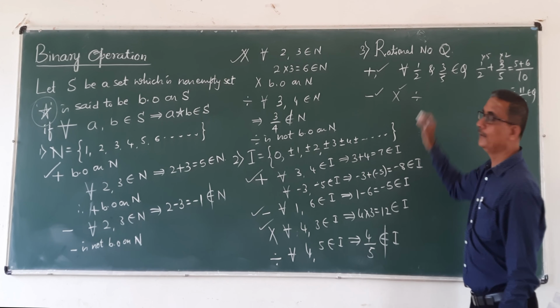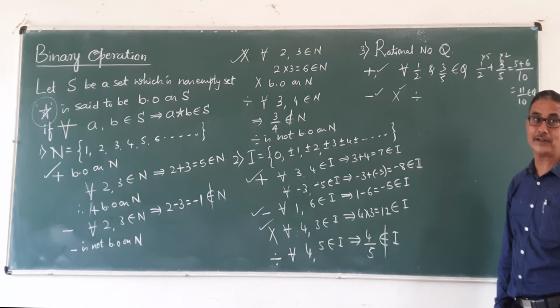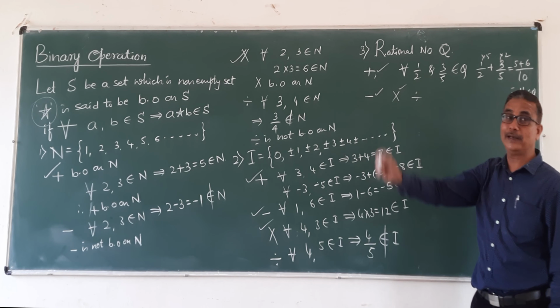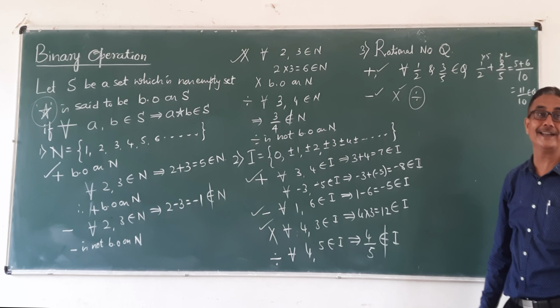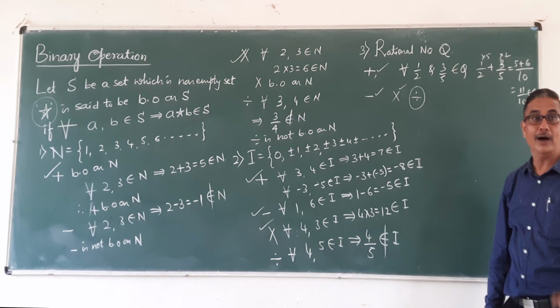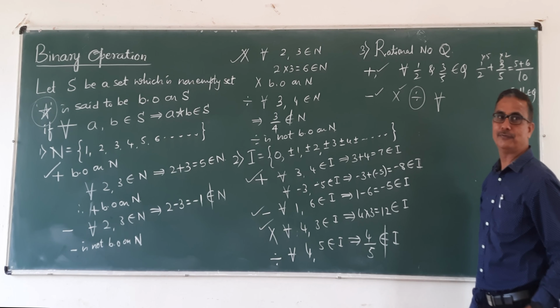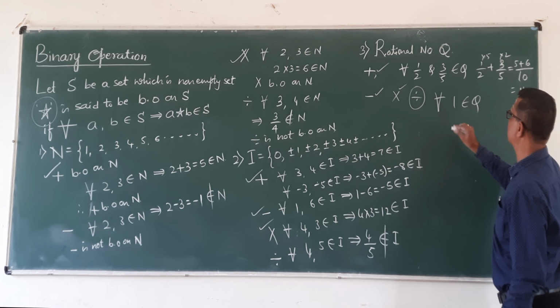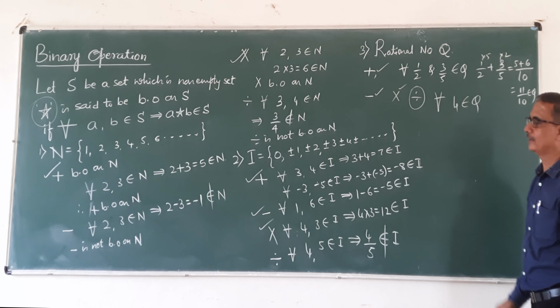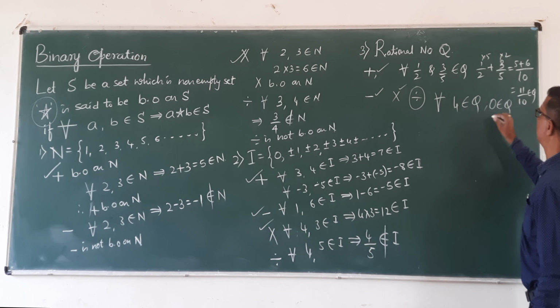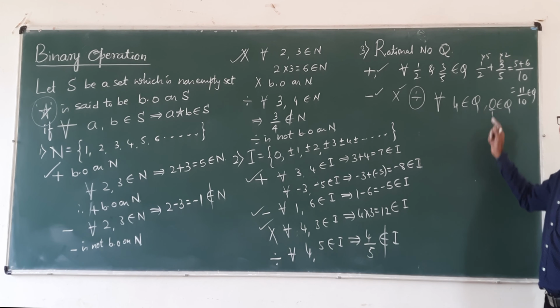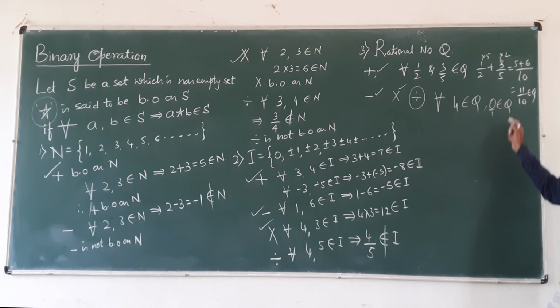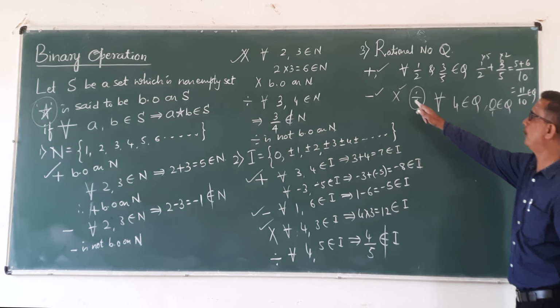What about division? Whether division is binary operation on the set of rational number? Think it. Whether division is binary operation on the set of rational number? No. Division is not binary operation on the set of rational number. How, sir? Take two numbers. Say for example, 1 belongs to rational number, or 4 belongs to rational number, any other number, 0 belongs to rational number. Is 0 a rational number or not? 0 is rational number because it is in the form p by q. Two numbers, one 4 and another one is 0. Take any two rational numbers, then operation is division.